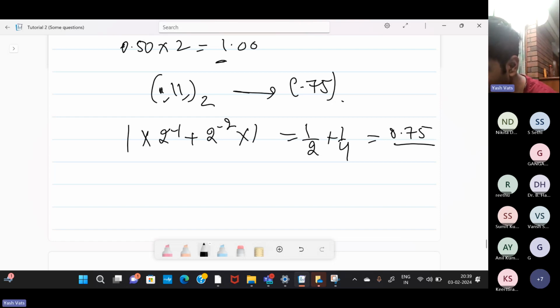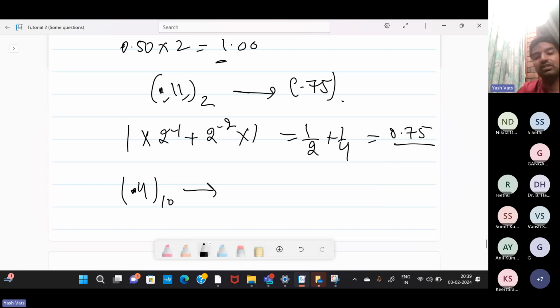Okay. How do you do it with 0.4? What is the binary representation of 0.4? Anyone?